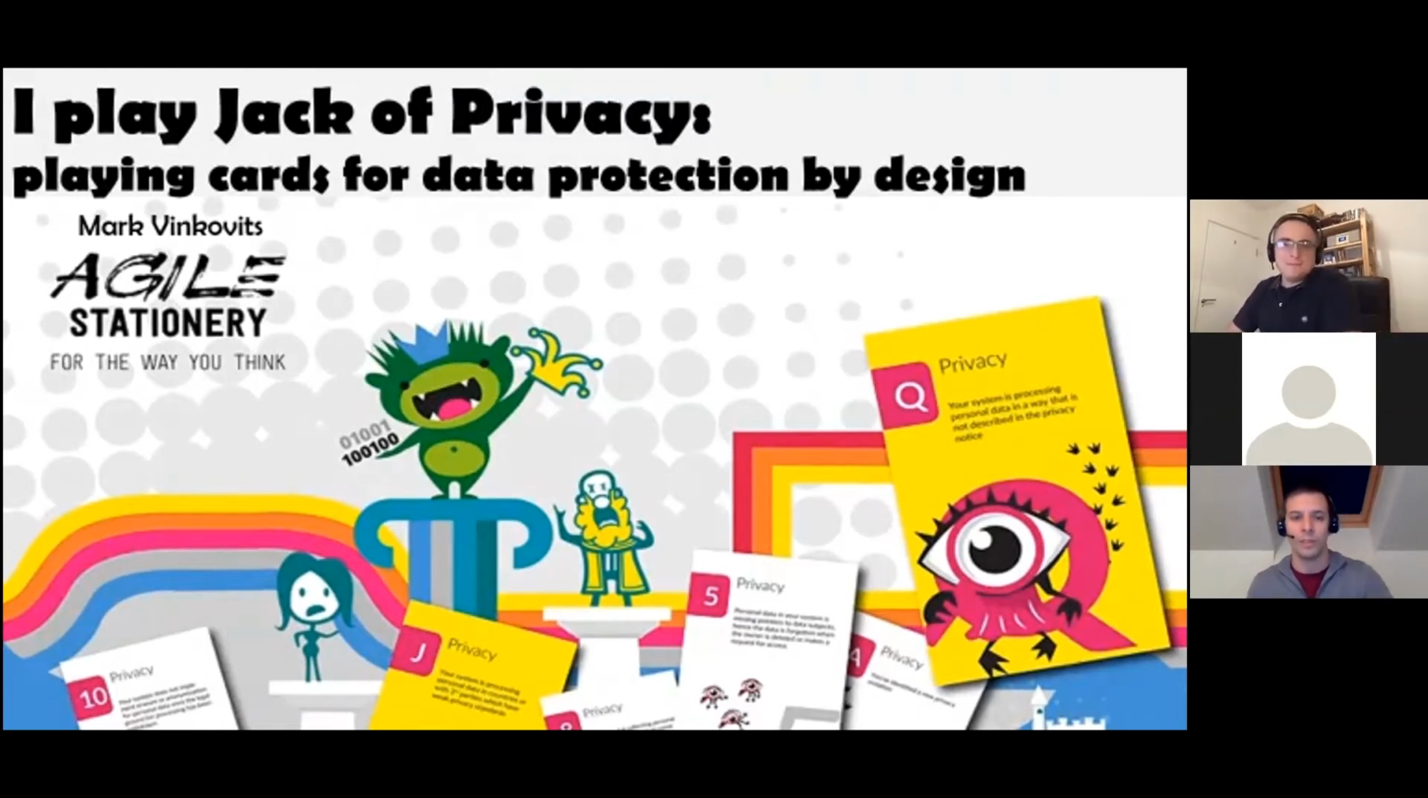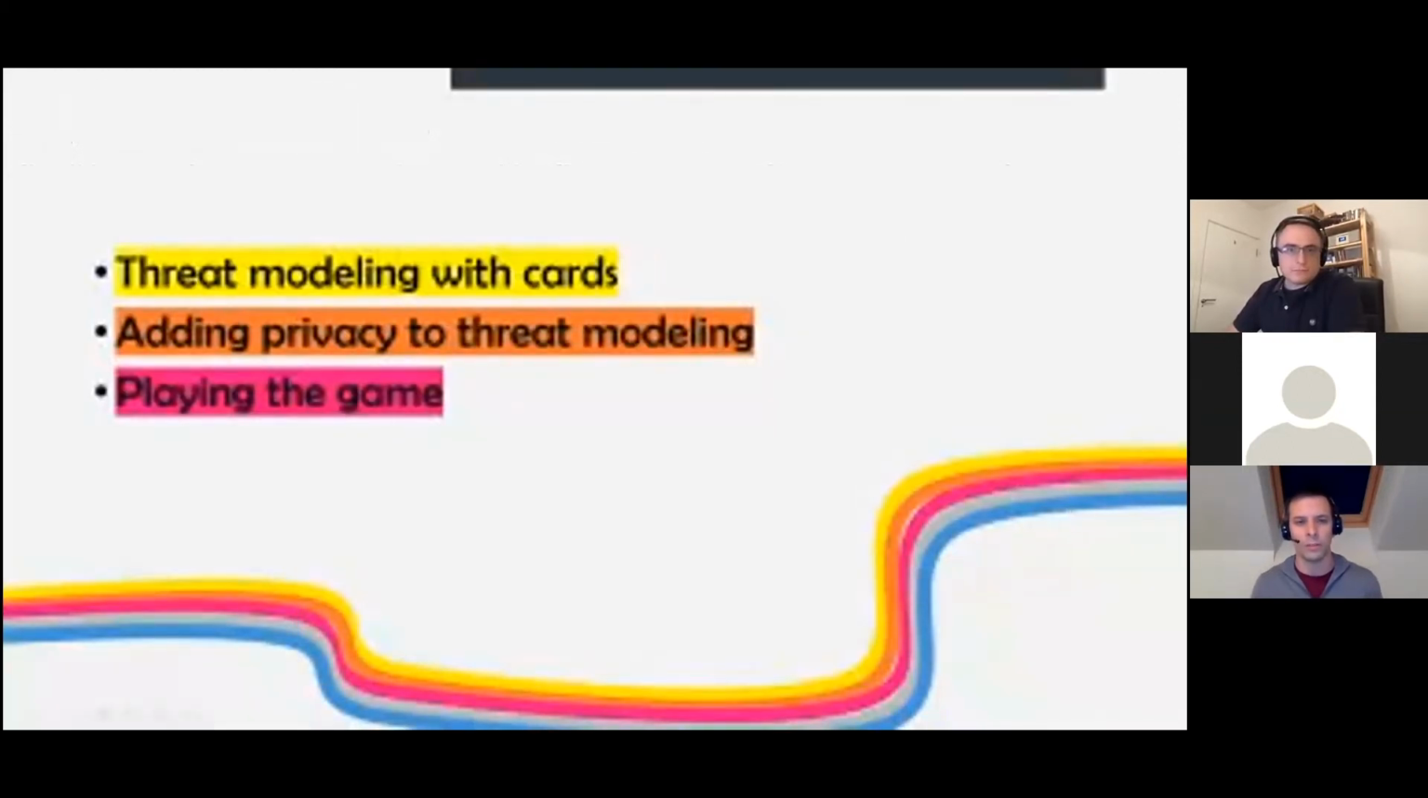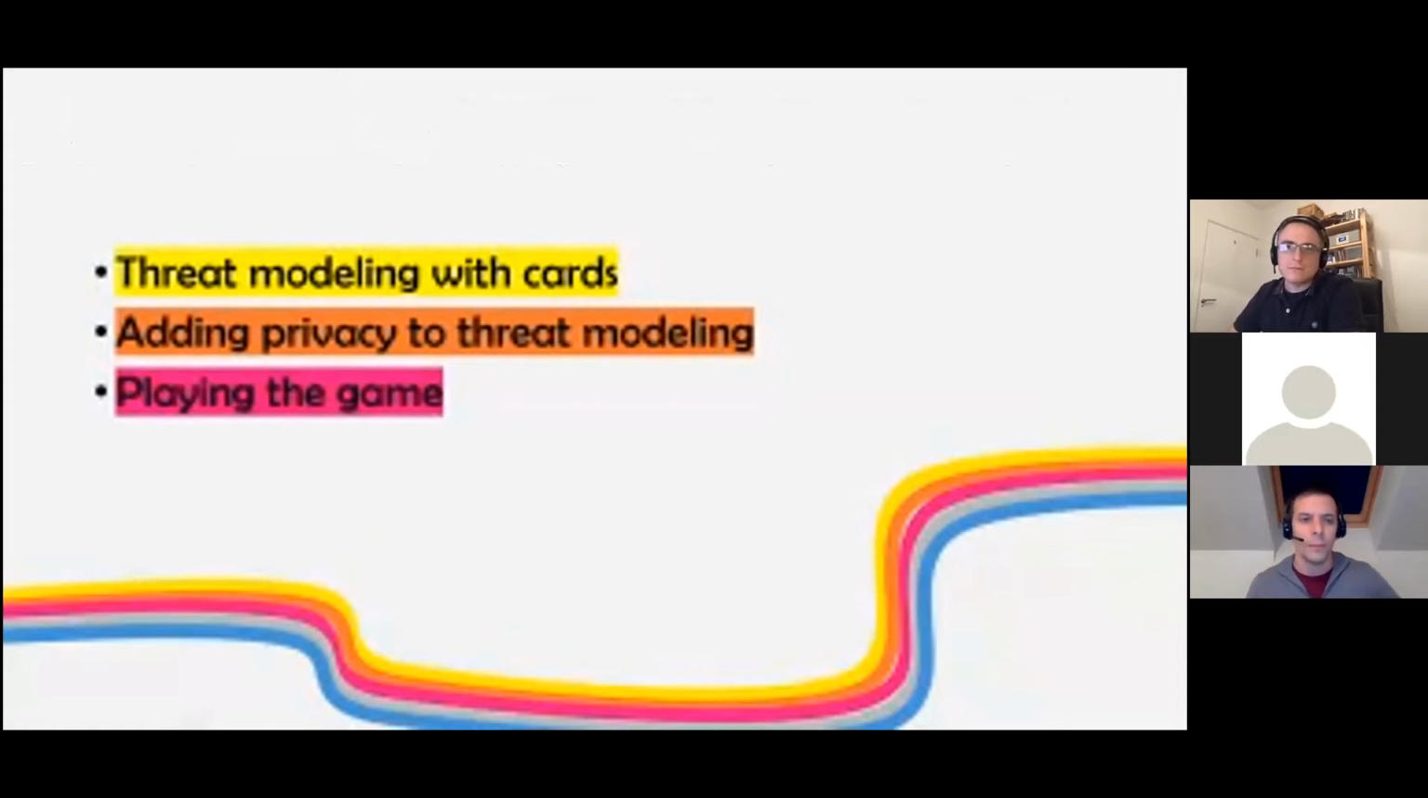Let's see what we're having on the agenda tonight. I'm going to split the talk into 3 larger topics. First topic being about threat modeling a little bit, and specifically why threat modeling with cards makes sense. Then the next topic is going to be how the privacy suit for the Elevation of Privilege card game has been developed and why it makes sense to talk about data protection and privacy during threat modeling. And then the last block is going to be my practical advice and tricks and tips for running the game and introducing the practice of Elevation of Privilege games into your organization.